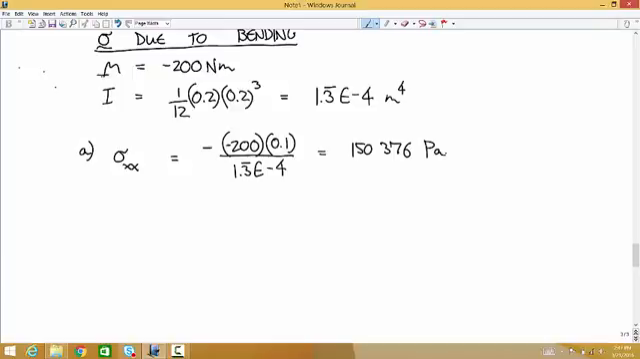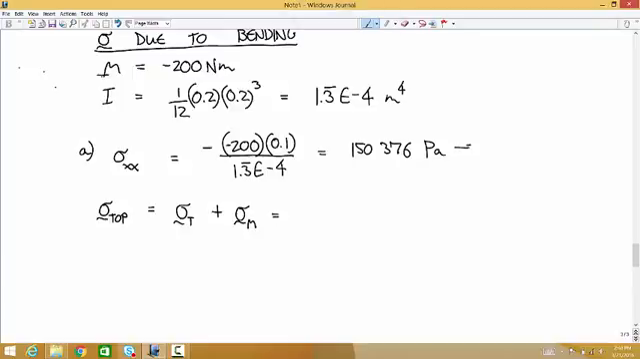150,376. Okay. And so for a total stress tensor at the top, that's the stress tensor due to tension plus the stress tensor due to the bending moment. I got a different number. I got 153,826. That's pretty close. That's close enough for 2 minutes left in class.